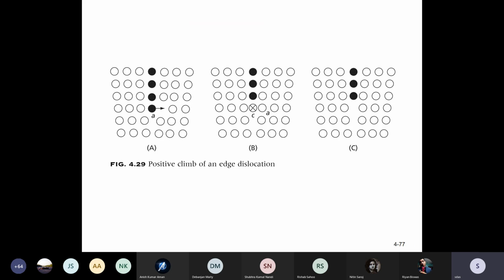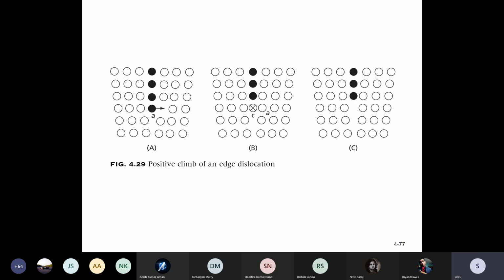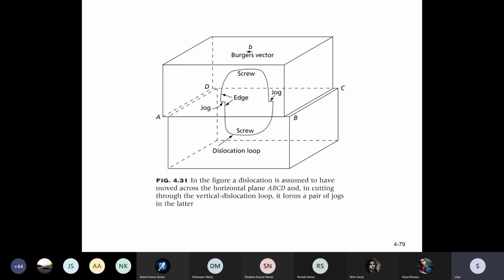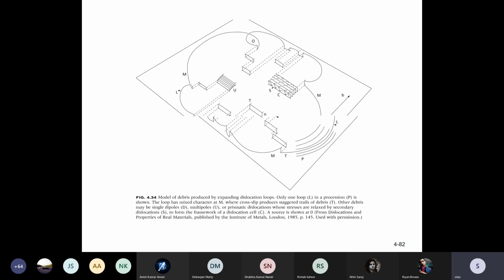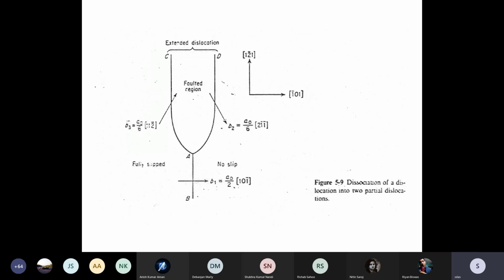Cross slip I already mentioned. Climb I mentioned. You see there is a vacancy there. Vacant site, atoms move from here to there. So the extra half plane climbs from this position to that position. This is climb. And I mentioned climb causes creep, time dependent mechanical deformation of a material. So please read up those things from the textbook. There are many slides which I will not cover here at this point.